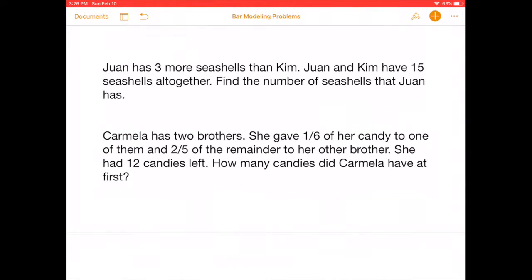Now we're going to look at Juan. Juan has 3 more seashells than Kim. Kim and Juan have 15 seashells altogether. So what's the number of seashells that Juan has?